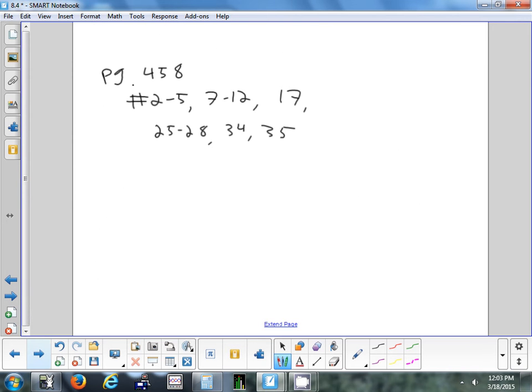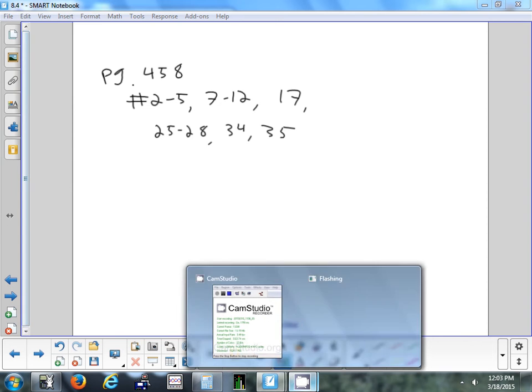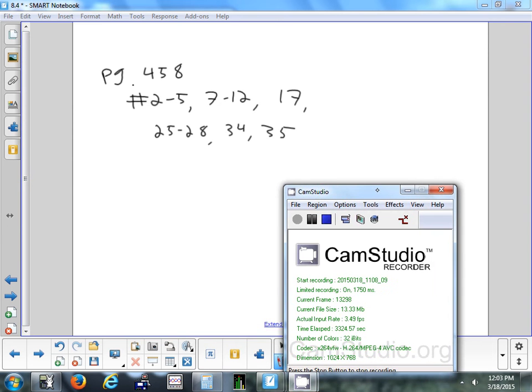All right, so the homework is on page 458. And it's 2 through 5, 7 to 12, 17, and 25 to 28, and 34 and 35. So we'll take a look at that tomorrow, and we'll also start vectors tomorrow.